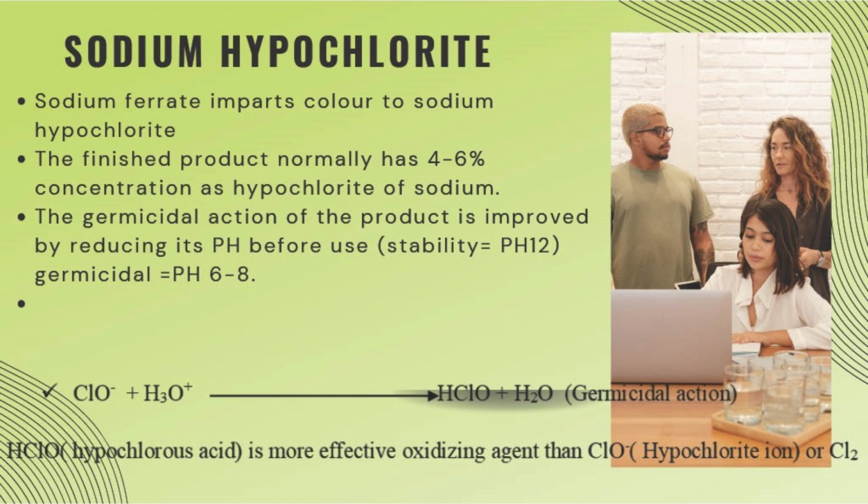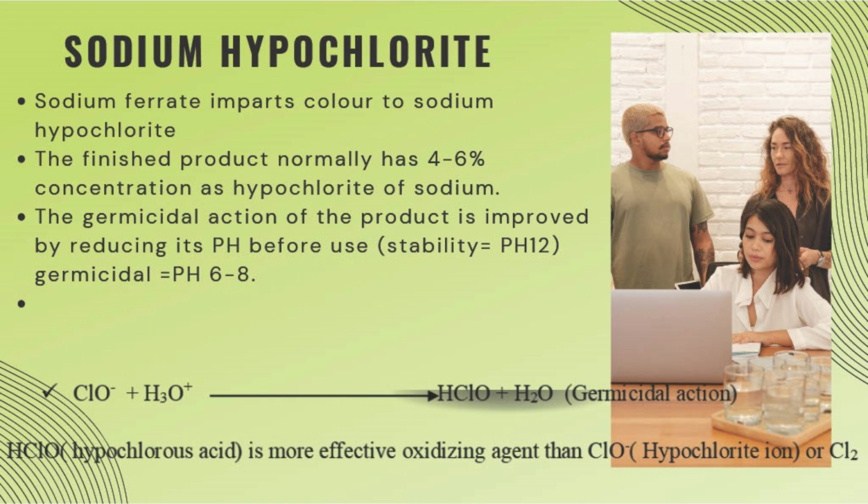And the germicidal action of sodium hypochlorite is improved by reducing its pH. So pH plays a very important role when it comes to stability of sodium hypochlorite. So when the pH is around 12, your sodium hypochlorite will be very stable. If you want to get germicidal activity, you have to ensure that your pH is between 6 to 8.